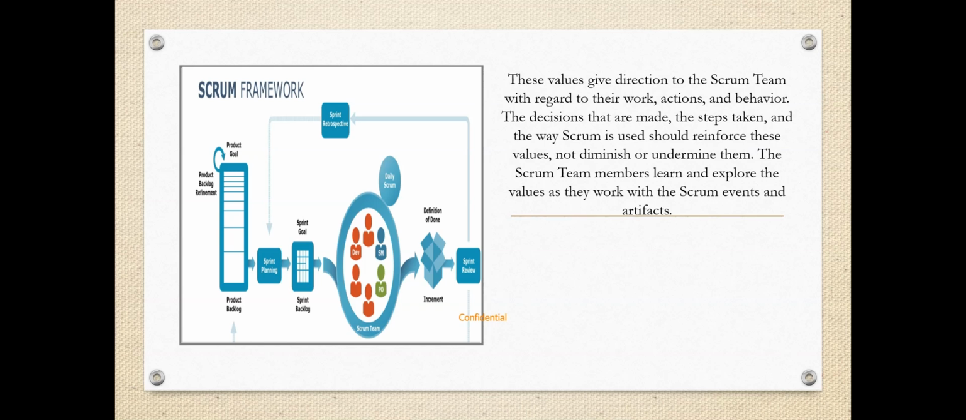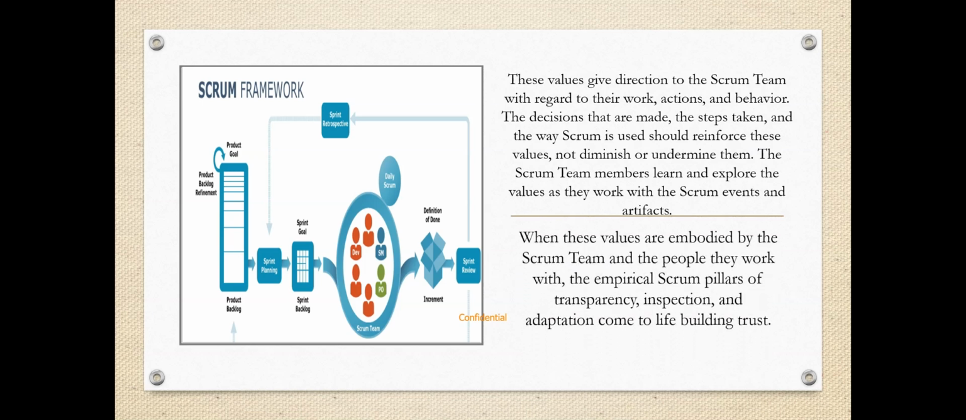The decisions that are made, the steps taken, and the way Scrum is used should reinforce these values, not diminish or undermine them. The Scrum team members learn and explore the values as they work with the Scrum events and artifacts. When these values are embodied by the Scrum team and the people they work with, the empirical Scrum pillars of transparency, inspection, and adaptation come to life, building trust.